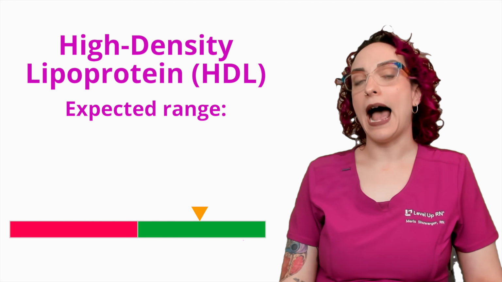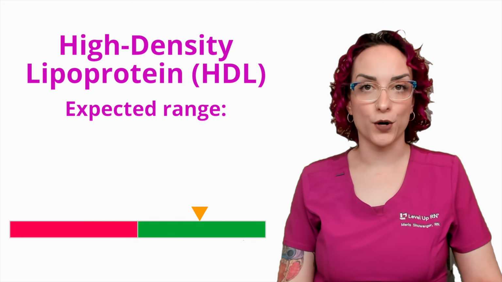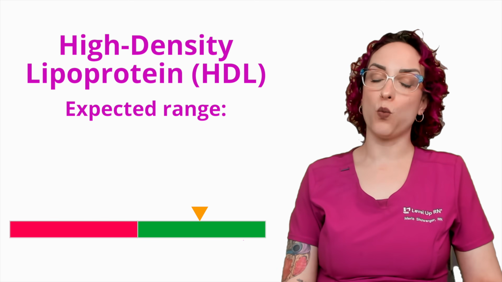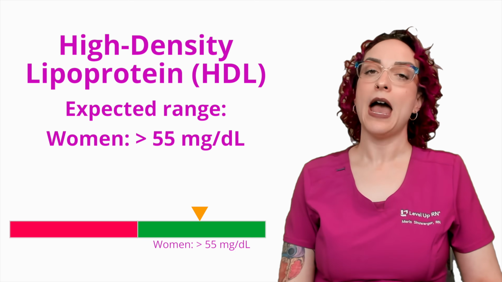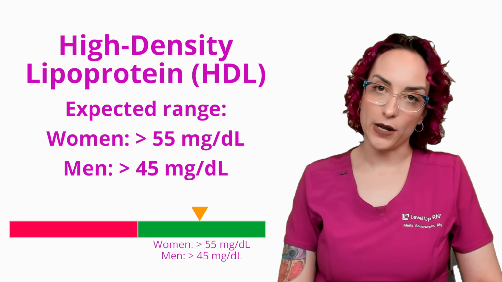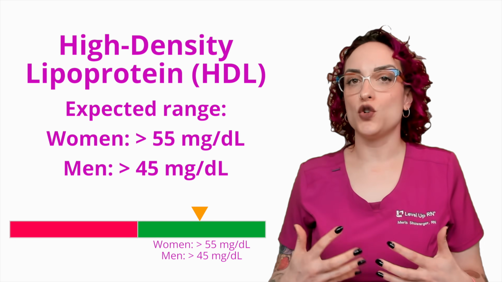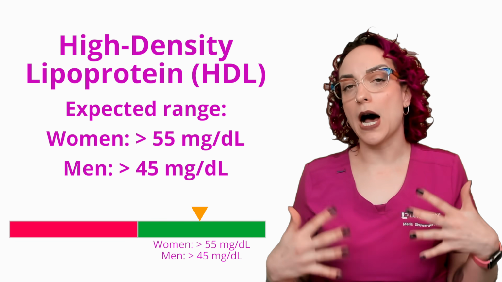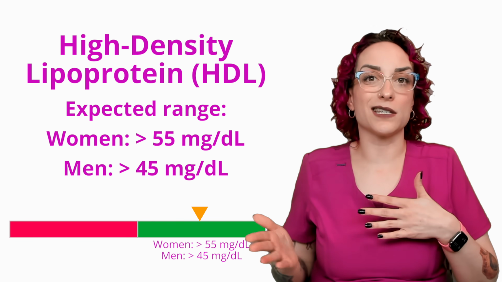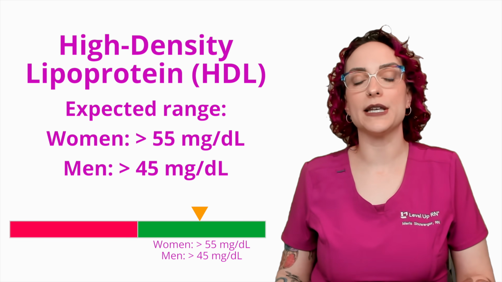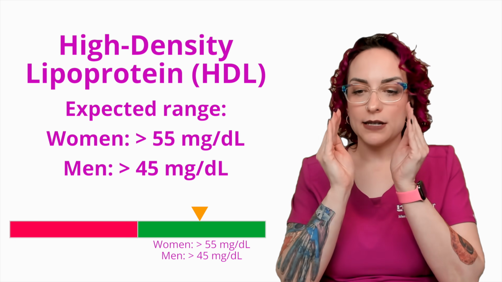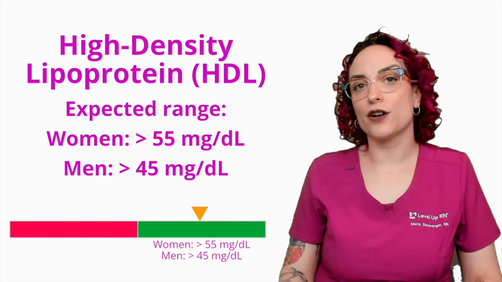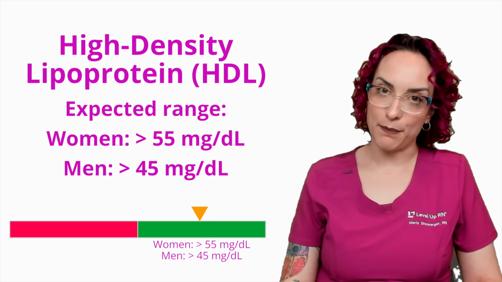This again has to do with the sex assigned at birth. So for women, we want this level to be greater than 55 milligrams per deciliter, and for men, we want it to be greater than 45. Again, this just has to do with the chemical composition of our bodies and the different ways of fat distribution, muscle, and all of these things. But the point here is that there's no in between with these numbers. It's just we want it to be higher than a given set point.